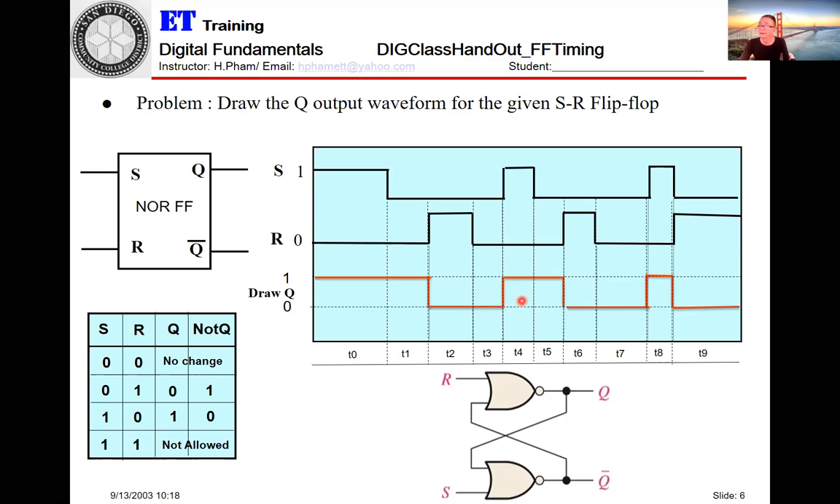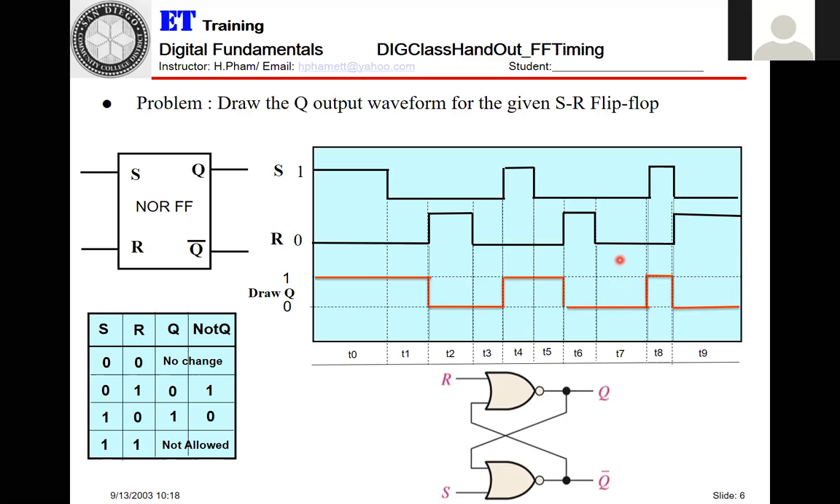The next one, T4: 1, 0, 1. And 0, 0, no change. 1, 0, 1. Final change. Okay, final change. Perfect. Next one, 0, 1. 0, 1, and 0. Q is 0.